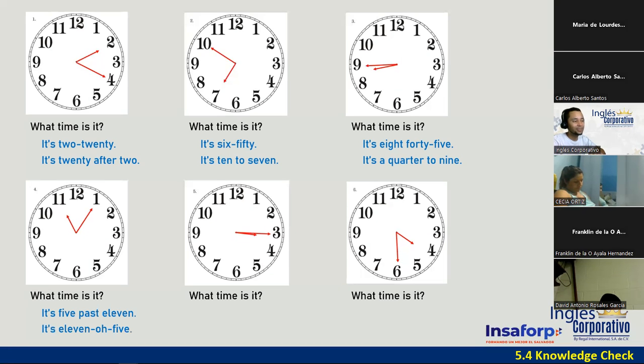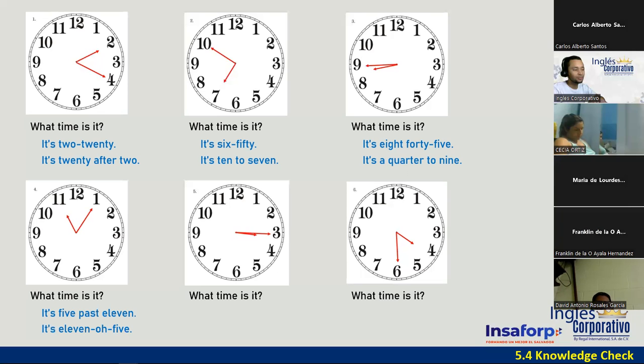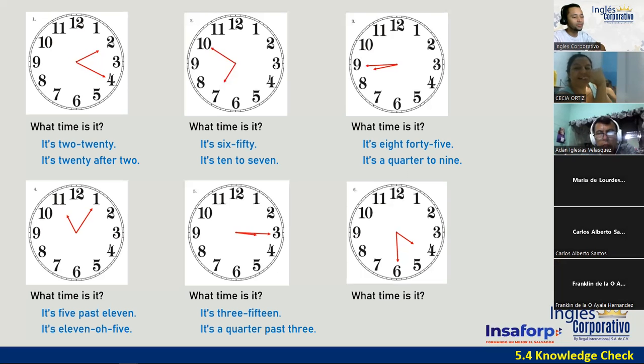What time is it? Number 5 is, it's 3:15. It's 3:15 or? It's a quarter past 3. That is correct. Very good. It's a quarter past 3. Very good. And the last one, you can tell me.